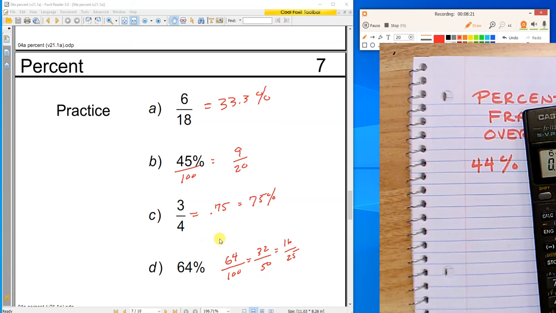I realize simplifying fractions, some of you have forgotten how to do that. I'm not going to do a separate lesson on simplifying fractions. Well, I guess I am. 64 over 100. What goes into both numbers? A 4 goes into this, a 4 goes into this. 4 goes in there 16 times, 4 goes in there 25 times. Simplifying fractions.